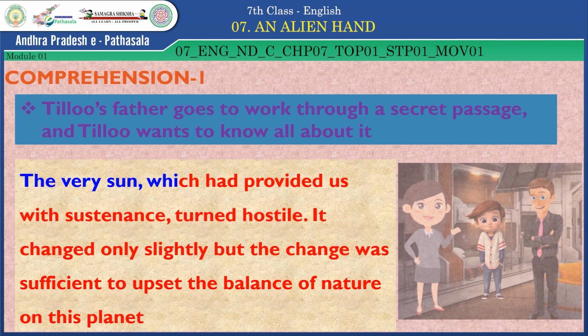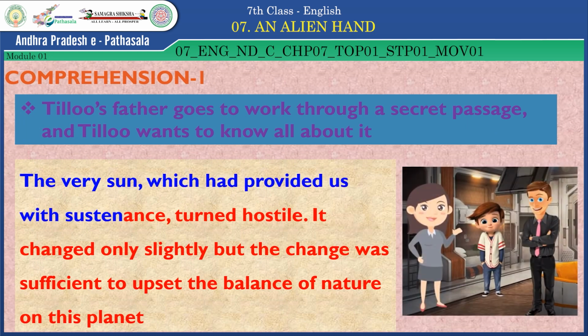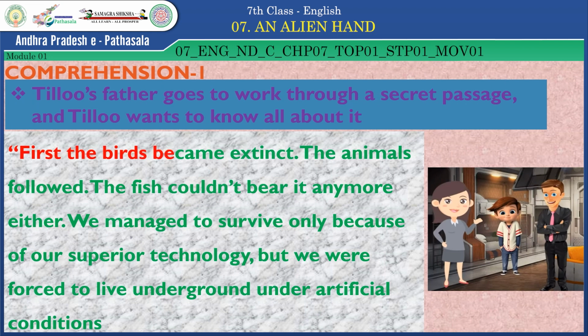"The very sun, which had provided us with sustenance, turned hostile. It changed only slightly, but the change was sufficient to upset the balance of nature on this planet. First, the birds became extinct. The animals followed. The fish could not bear it anymore either. We managed to survive only because of our superior technology, but we were forced to live underground under artificial conditions."